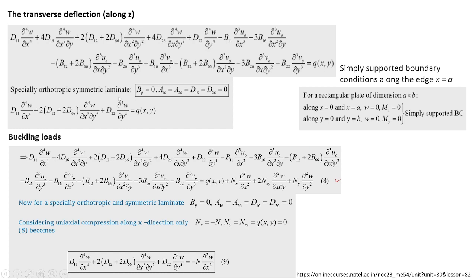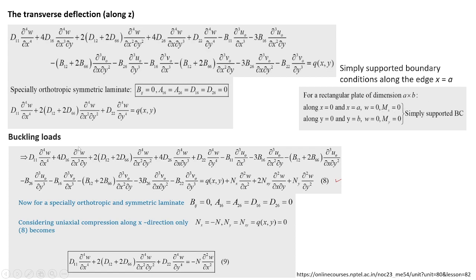And for a specially orthotropic symmetric laminate, where the B matrix will be equal to 0 and the D16 and D26 coefficients are equal to 0, this is the final equation we are getting, which shows that the transverse deflection of the laminate depends on the coefficients D11, D12, D66 and D22. And we consider the simply supported boundary conditions along the edge where x is equal to a. So this is the simply supported boundary condition for a laminate rectangular plate of dimension a cross b.